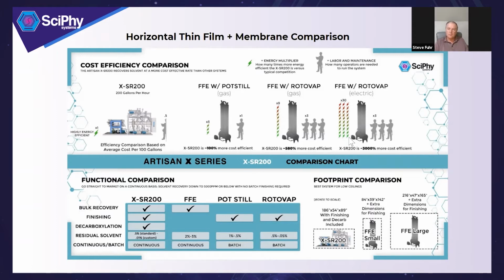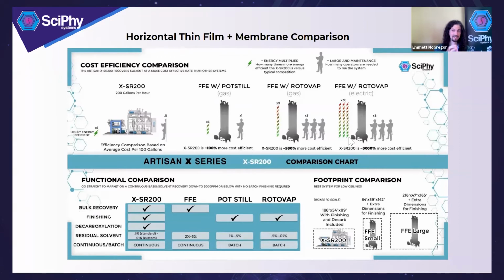If you're going to do 100% electric and you're relying, especially on a rotovap, your energy cost is 30 times what it could be by using a membrane system in conjunction with a continuous throughput solvent stripping device like a thin film evaporator, which we use the rototherm technology from Artisan Industries for. You may find others in the field, but we are bringing a unique solution to the market.